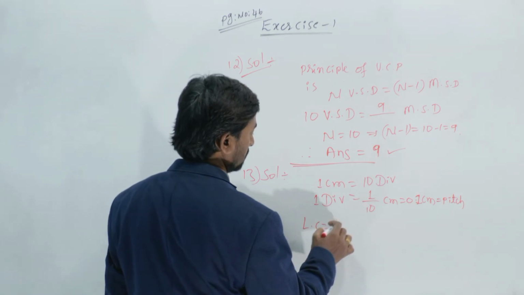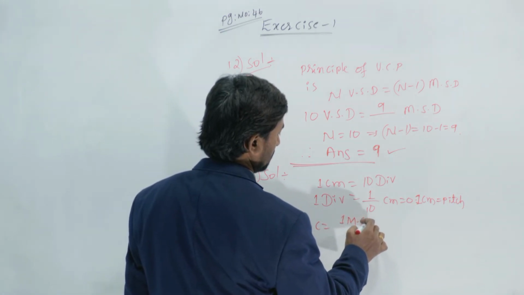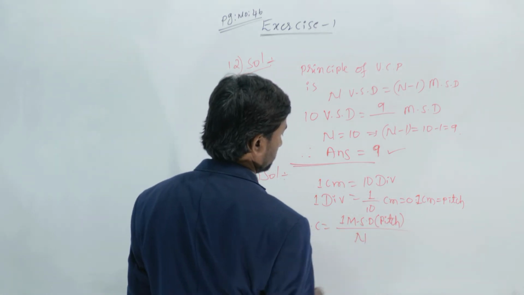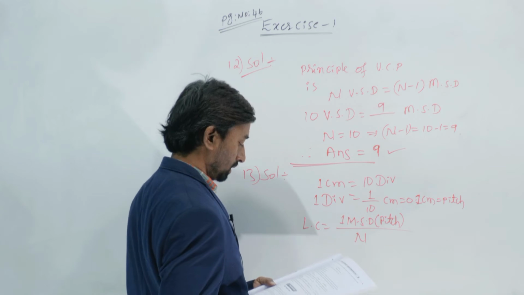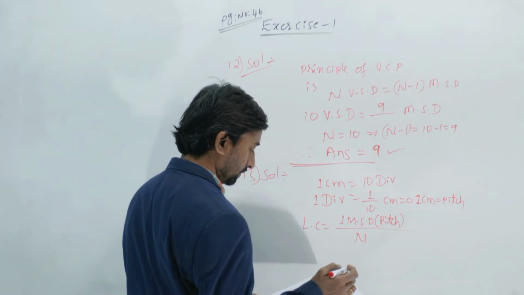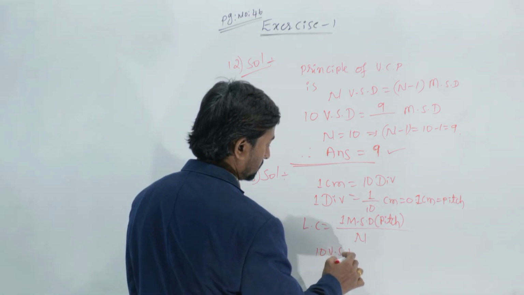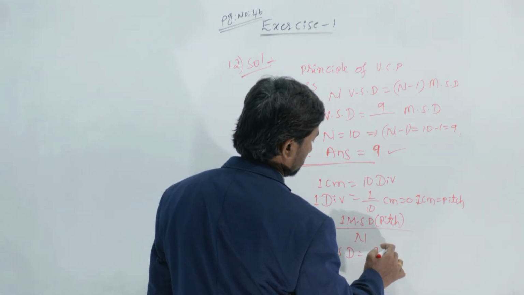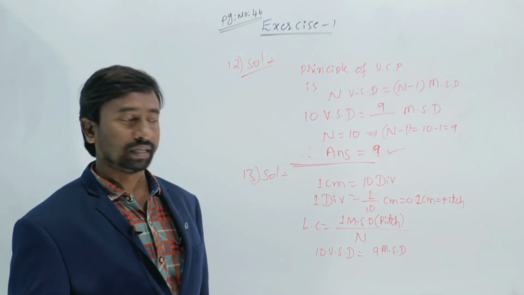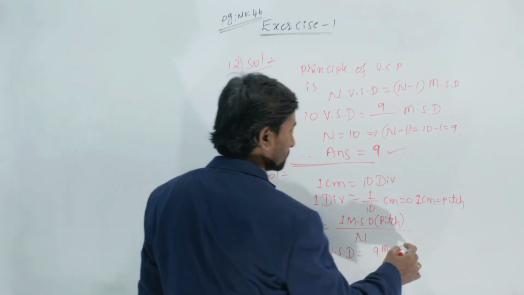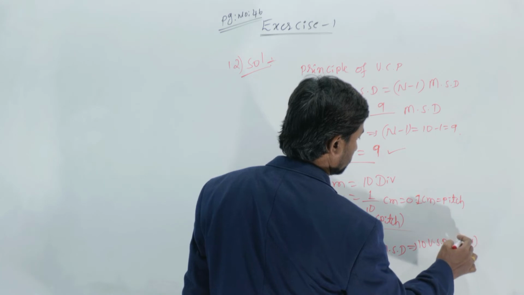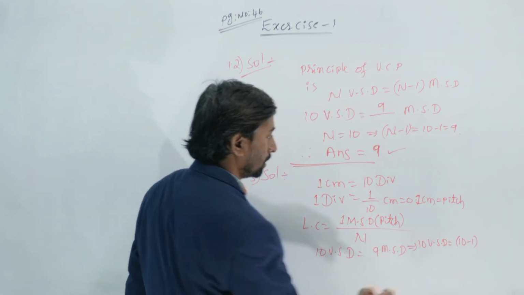Then the least count formula: 1 MSD, which is the pitch, divided by the number of Vernier scale divisions. How to get this? They have given 10 Vernier scale divisions equal to 9 main scale divisions. From the principle of Vernier calipers, we can write 10 VSD is equal to 10 minus 1, that is 9, main scale divisions.